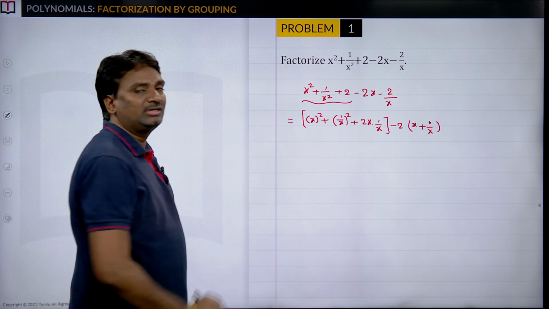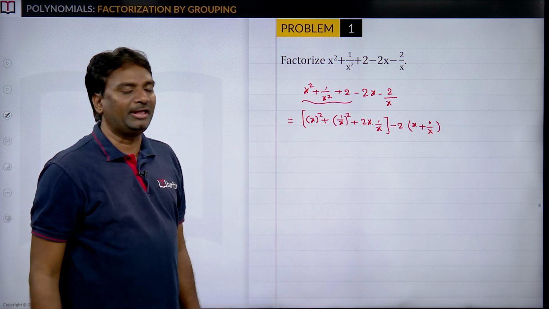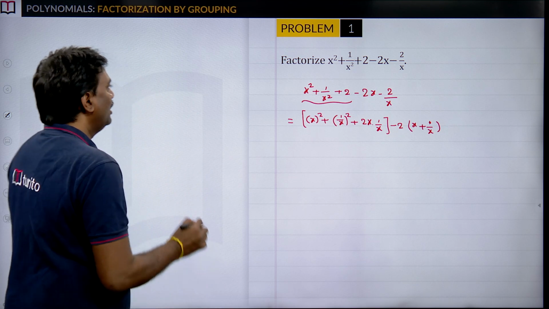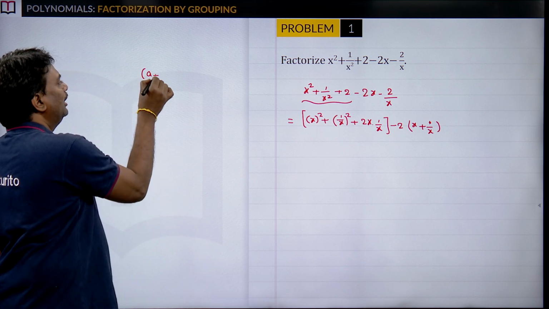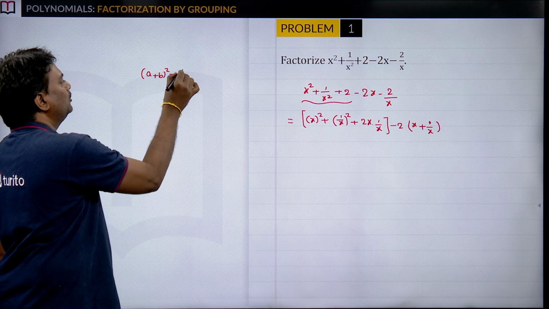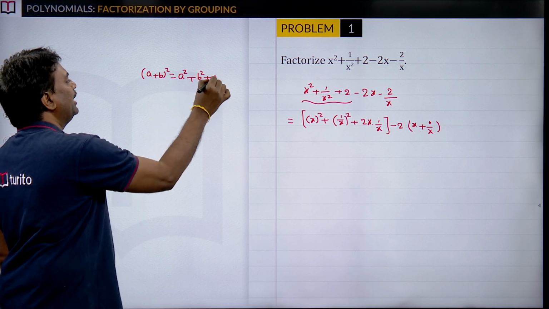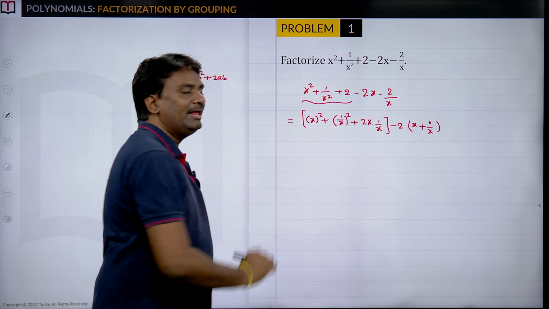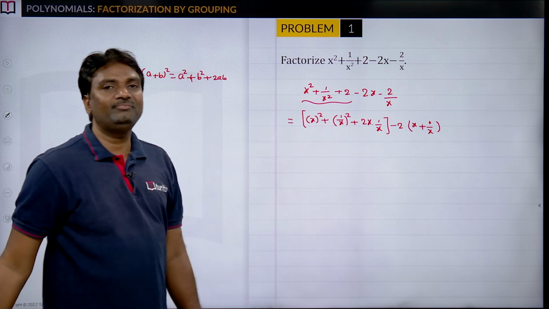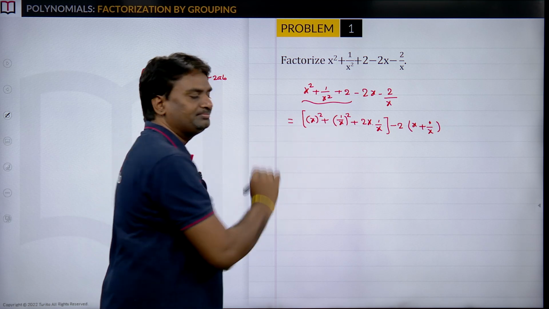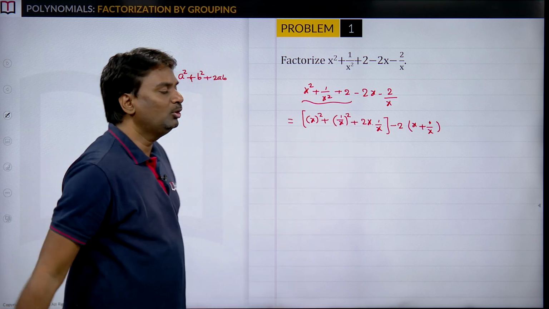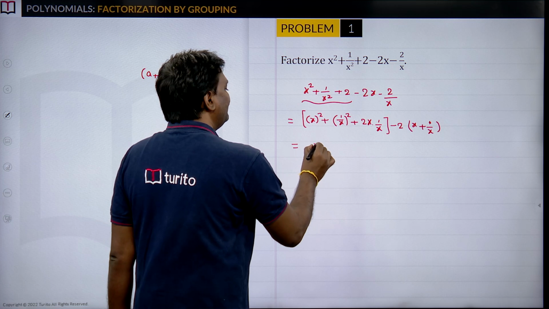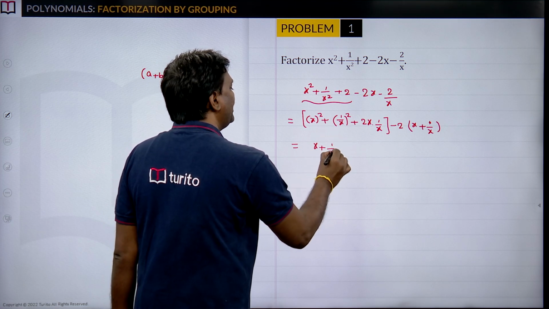So, by observing, if you suppose that x equal to a and 1 by x equal to b, clearly this is in the form of a square plus b square plus 2ab. So, we have the identity a plus b whole square equal to a square plus b square plus 2ab. So, here in place of a we have x, in place of b we have 1 by x, x square a square, 1 by x square b square, 2ab x into 1 by x. So, by applying this formula a plus b whole square, since in place of a we have x, in place of b we have 1 by x.